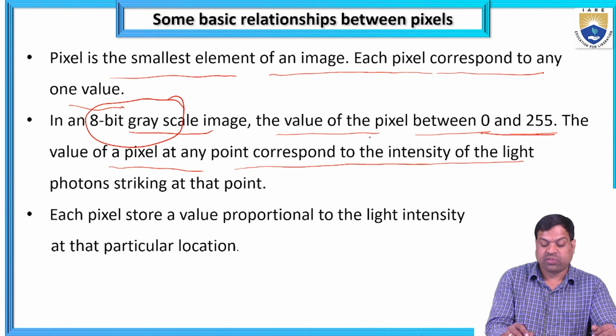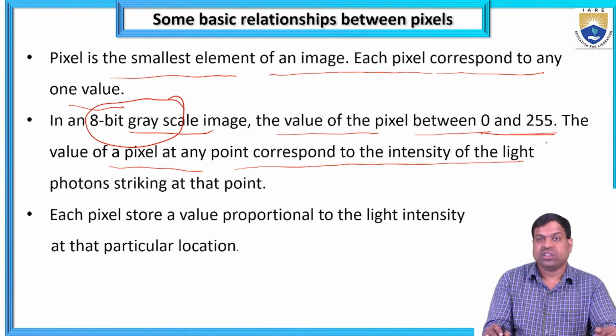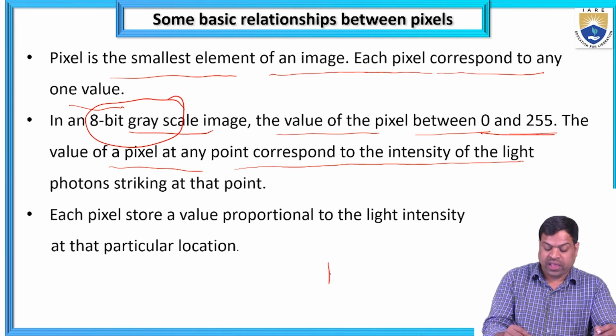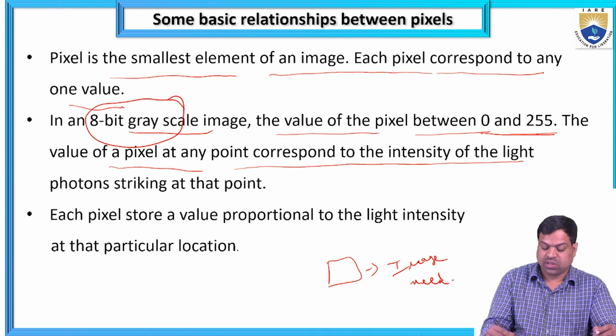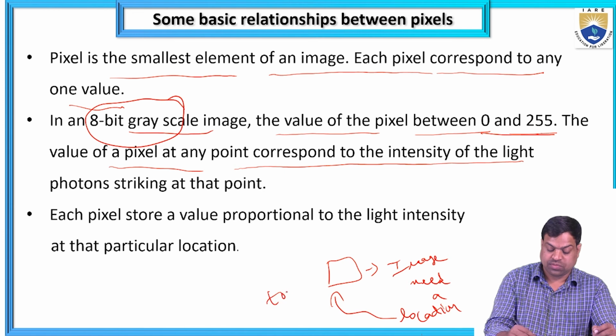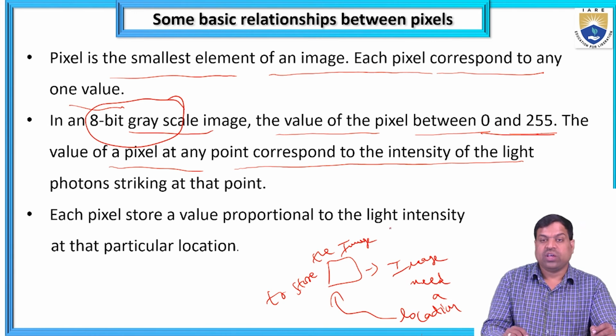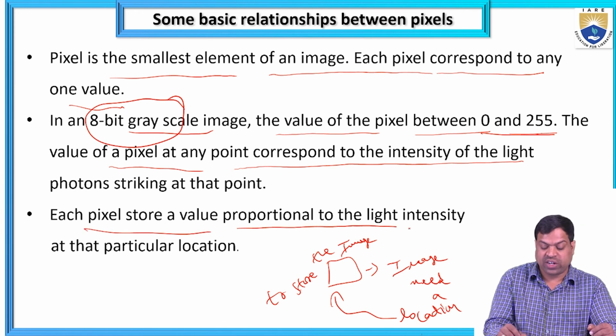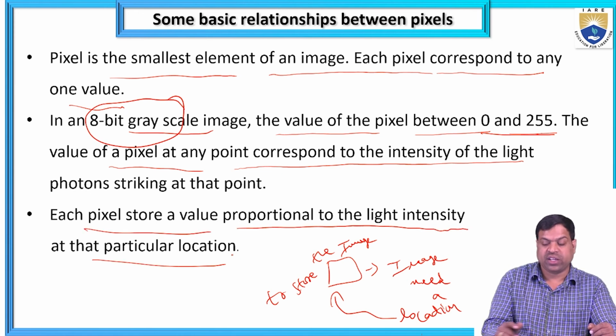In an 8-bit grayscale image, the value of the pixel is between 0 and 255. The value of a pixel at any point corresponds to the intensity of the light photon striking at that point. Each pixel stores a value proportional to the light intensity at that particular location. So every image needs a location to store the image. Every image has a particular location to save it.